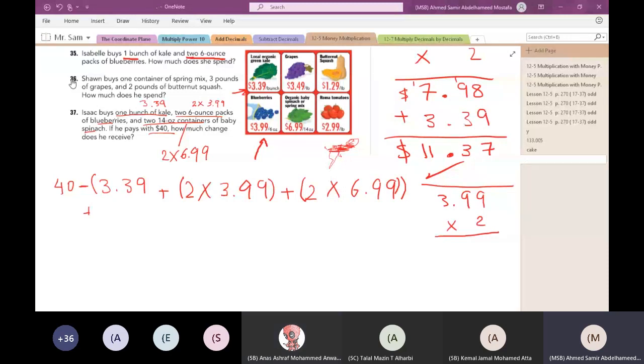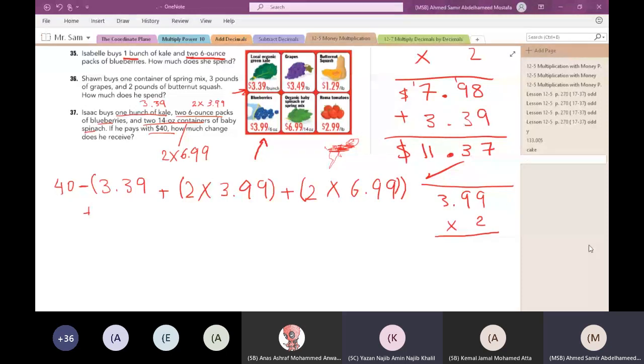I will choose from 5C, Yazan Najib. You're there? Yes. Ready? Okay, let's start right away. So how will you help me with this one? We will start with 2 times 3.99. So how can we do that?